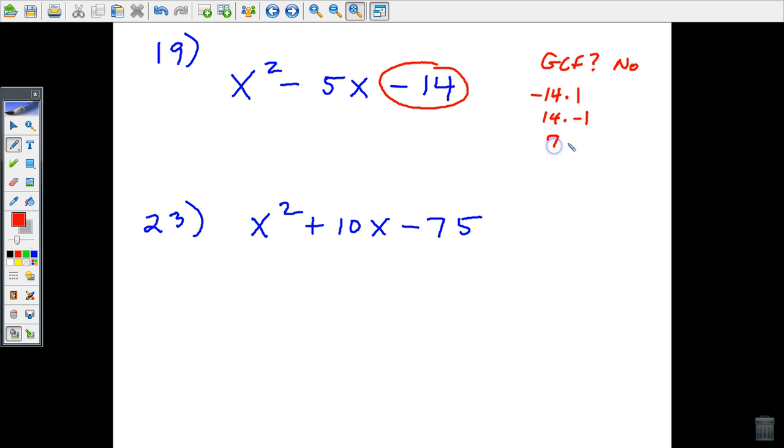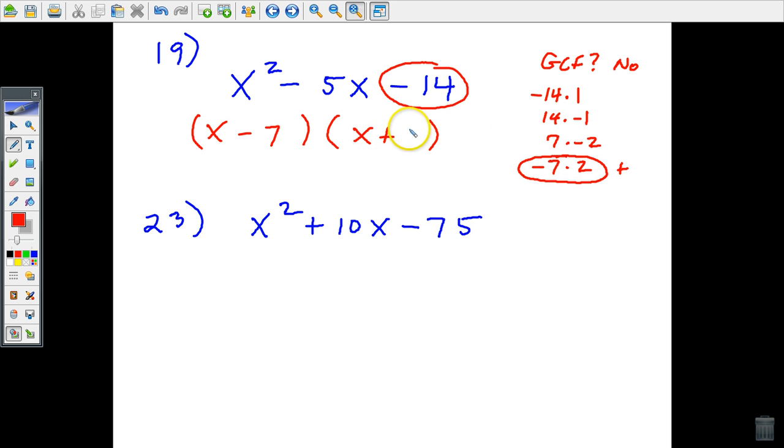What about 7 times negative 2 or negative 7 times positive 2? Well, I think I've found the winner, because not only do these multiply to give me negative 14, but if I added these together, I would get negative 5. So my answer as two linear binomials would be x minus 7, and then x plus 2, positive.